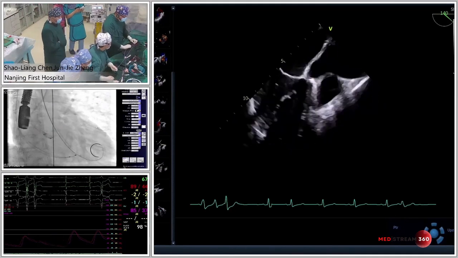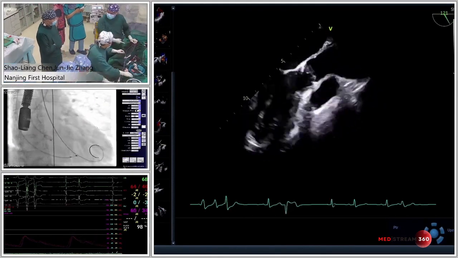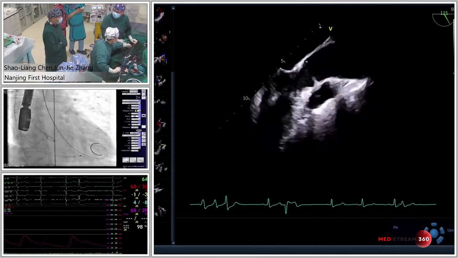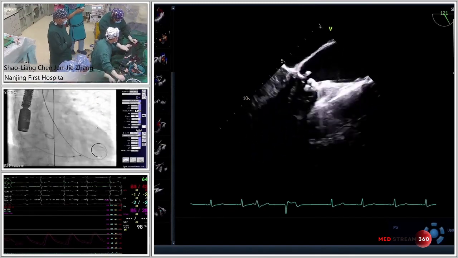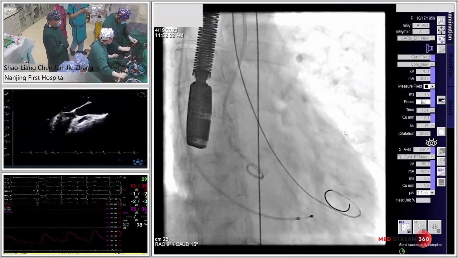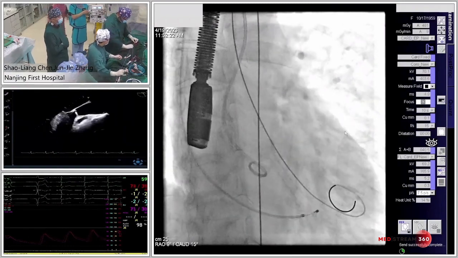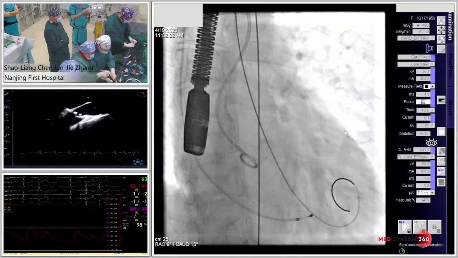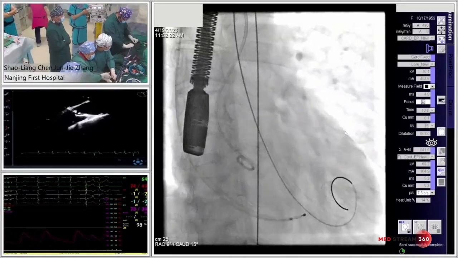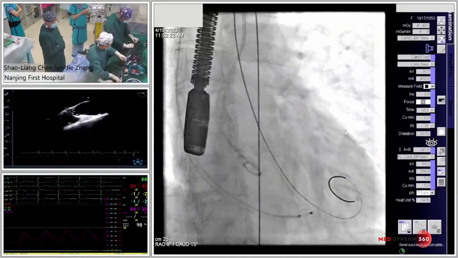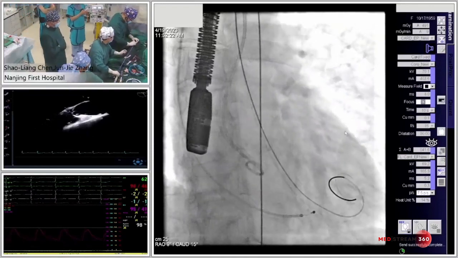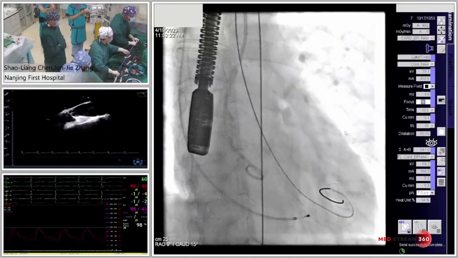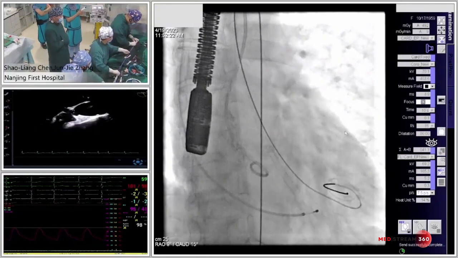Please hold the wire. Why? Because there is a large enough sheath that can simultaneously accumulate. First, we should insert the smaller diameter, because it's a female. Okay, good. Very good. Then hold the wire, please. Then I advance. Still not easy.